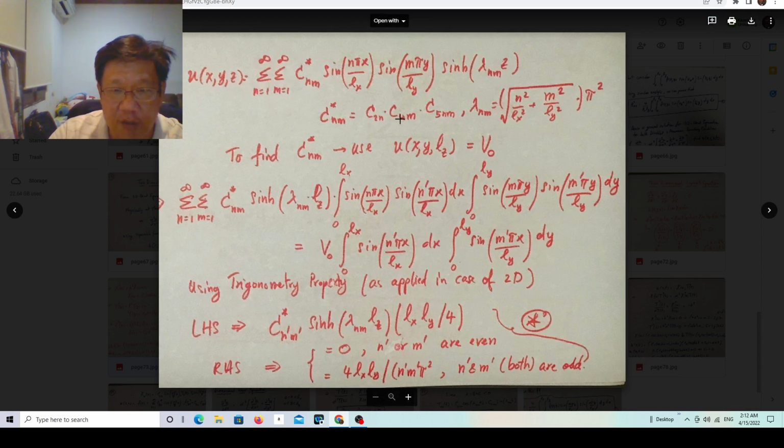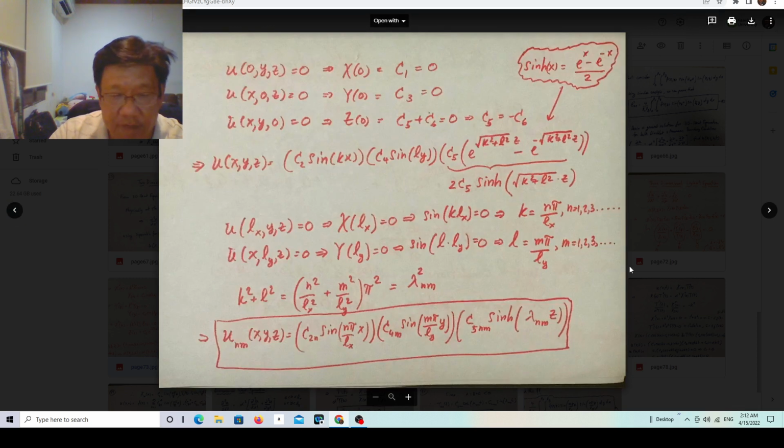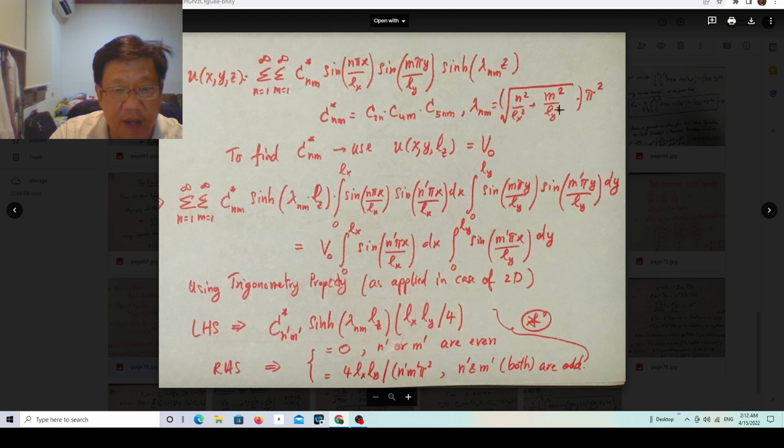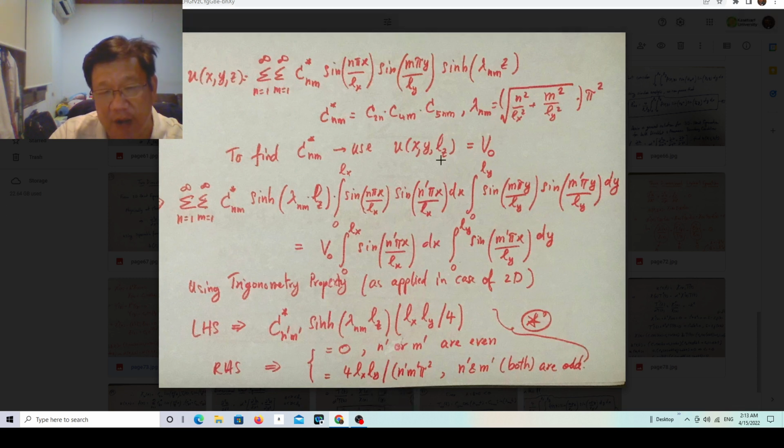And c star of n m is the multiplication of all constants, and lambda of n m is the square root of k squared plus L squared down here. To find c star sub n m, we need to use the last boundary condition that we stated, where at the upper limit of L sub c we get a non-zero constant value v sub 0.